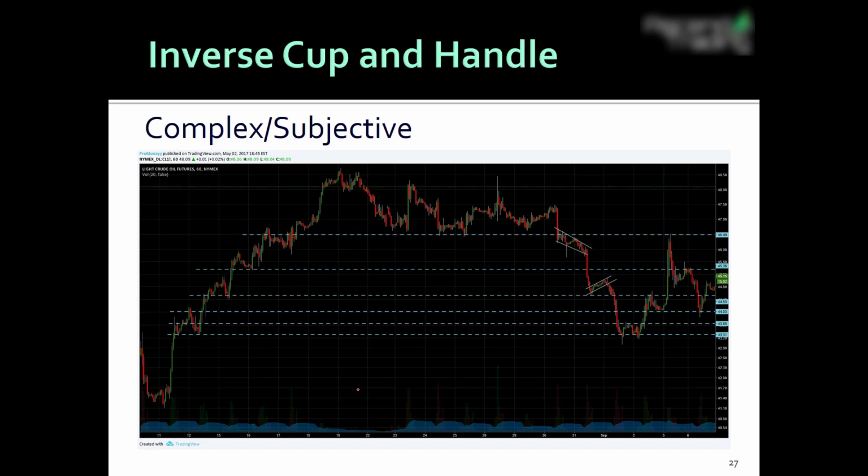So here's one that's complex or subjective, like cup and handle. When you're looking from an aggregate level, you're seeing that it's a curved pattern, even though there's jagged edges on the top. And then you could see here that there's a triple top as well, or a multiple top if you include this little peak right here, and then some bull flags and some bear flags.